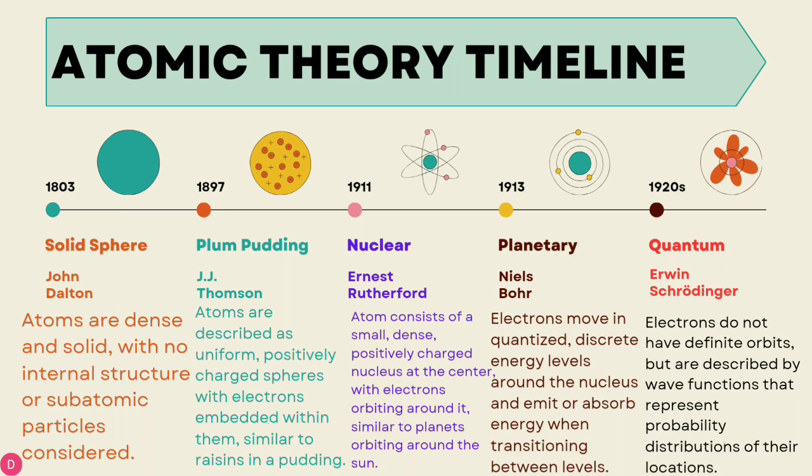1911, nuclear atomic model, presented by Ernest Rutherford. According to this model, an atom consists of a small, dense, positively charged nucleus at the center, with electrons orbiting around it, similar to planets orbiting around the sun.